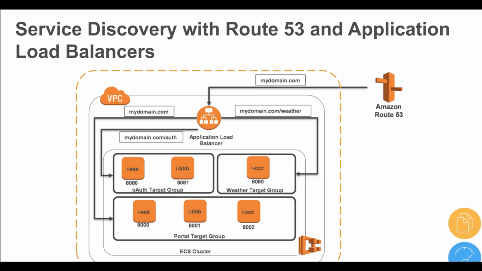Now, whether this container shuts down, brings up, or things like that, I can still access it via the target group. So this is one of the patterns or ways our customers have been implementing service discovery with Route 53 and application load balancers.